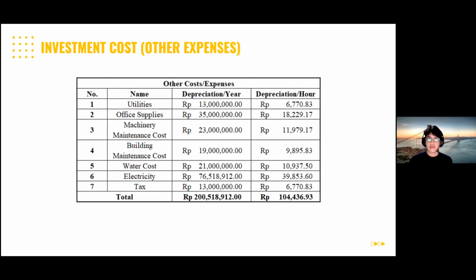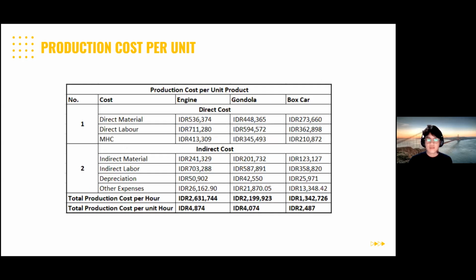Okay, this is the investment cost in other expenses. As you can see here, we have 7 names, but the total is 200 and so on per year, and per hour is 100,000 and so on. Okay, this is the production cost per unit. As you can see here, for engine, gondola, and boxcar, engine per hour is 4,000 and so on. Gondola also 4,000 and so on, and the boxcar is 2,000 and so on.